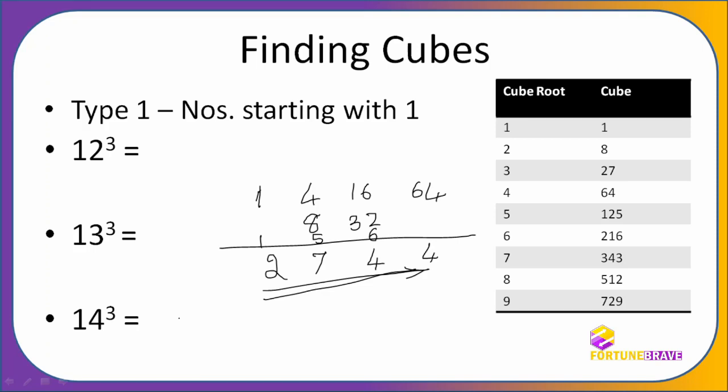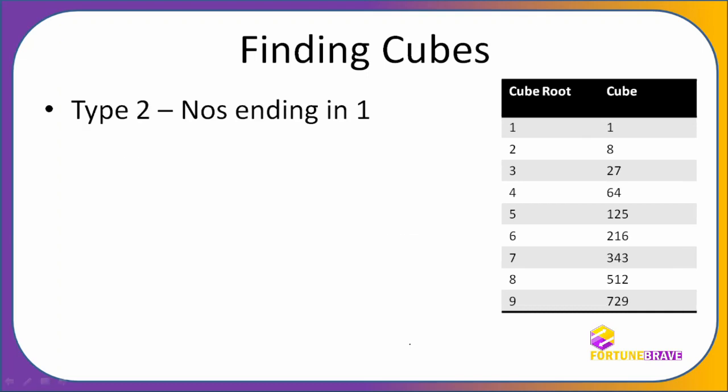So are you ready for type number 2? Okay, so let us go to the next type, that is numbers ending in 1. Now we saw numbers starting in 1. Now we are going to go for ending in 1. 2-digit numbers. So 2-digit numbers ending in 1. Which are those numbers? Can you tell me? Again 11, 21, 31, 41, 51 and so on up to 91.